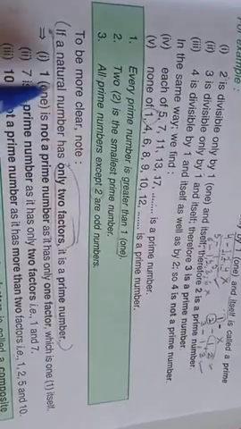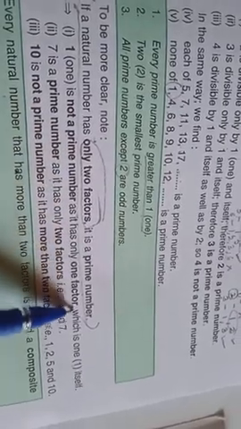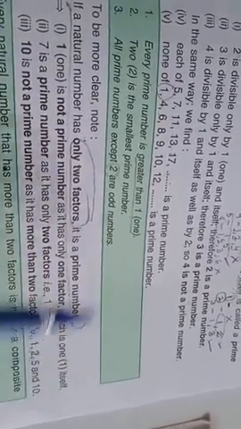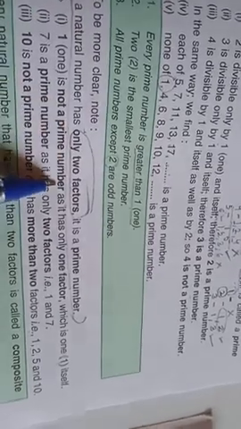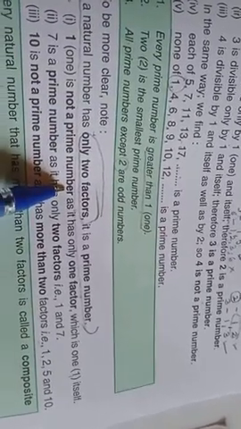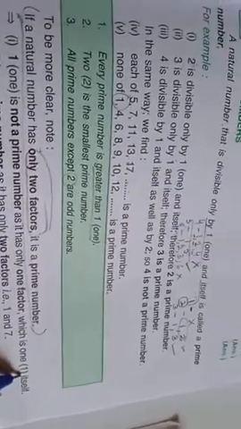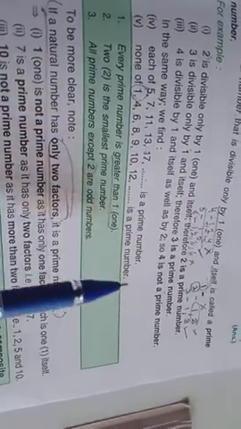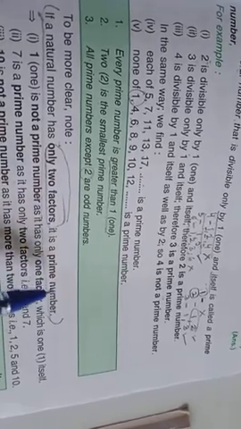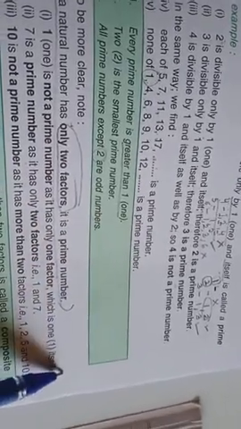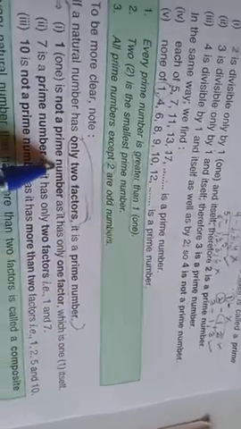To be more clear, note this was left last time. 1 is not a prime number as it has only one factor, which is 1 itself. Why? Because it has only one factor, which is 1 itself. According to our rule of prime numbers, what is important? It should have two factors, one, and the other is the number itself. So here only 1 is there, but the other number is not there. It cannot be there. So 1 is not a prime number.